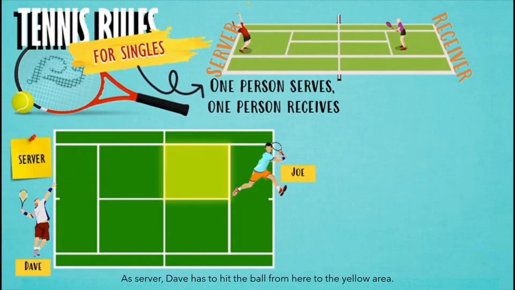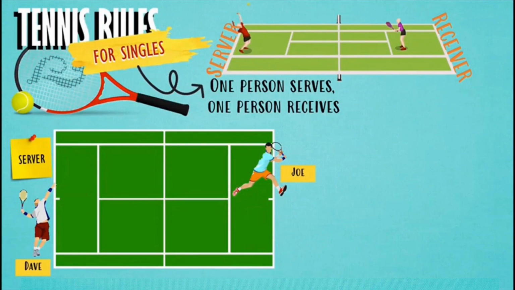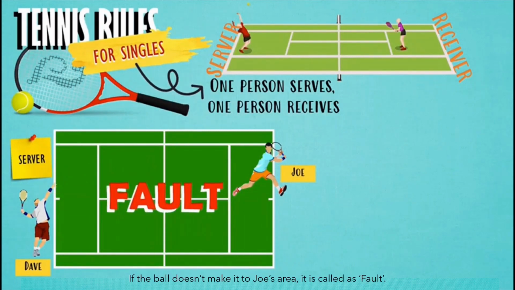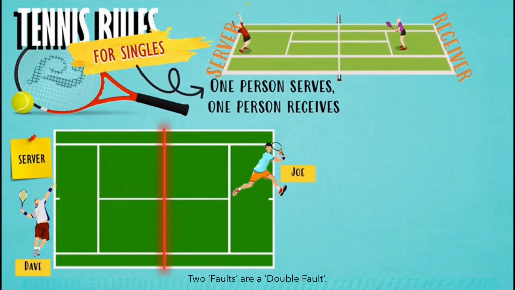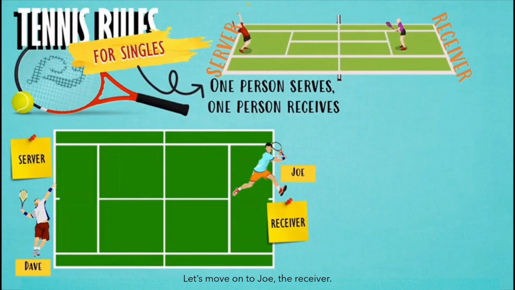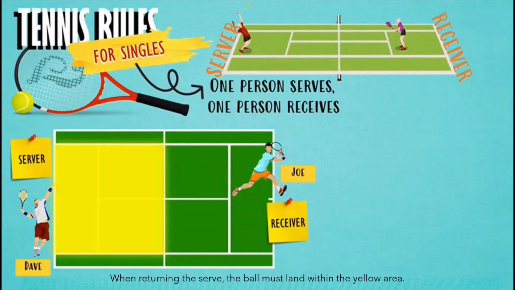As server, Dave has to hit the ball from here to the yellow area. If the ball doesn't make it to the yellow area, it is called a fault. 2 faults are a double fault. Let's move on to Joe, the receiver. While returning the serve, the ball must land within the yellow area.